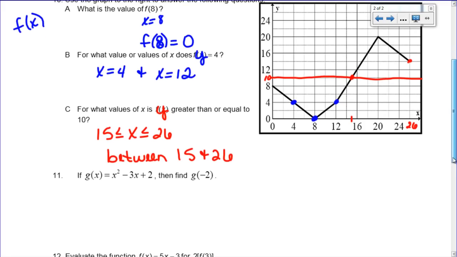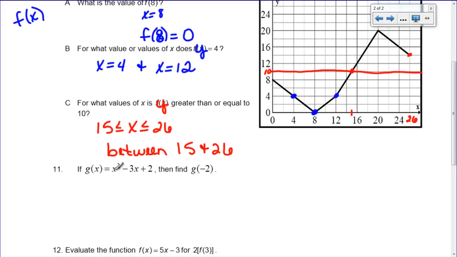So number 11, if g of x is equal to x squared minus 3x plus 2, then we got to find g of negative 2. Well, they've replaced my x with a negative 2. So right here, I'm going to replace with the negative 2. Since this negative 2 was not originally a part of this equation, when I plug it in for x, I'm going to put parentheses around it. So I'm going to do negative 2 squared minus 3 times negative 2 plus 2.